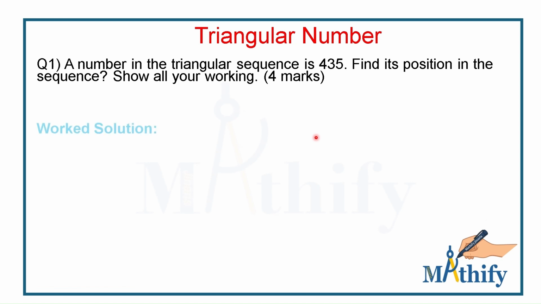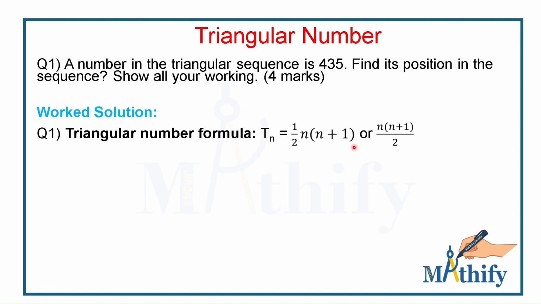The first important step when solving this question is to be able to know your triangular number formula. There are 2 formulas that are exactly the same. Doesn't matter which one you use, as long as you get the same answer. This is very important. So you could do half n multiplied by open bracket n plus 1 close bracket, or you could use n multiplied by open bracket n plus 1 close bracket divided by 2, and that will be your formulas for triangular number. You can use any one of them.